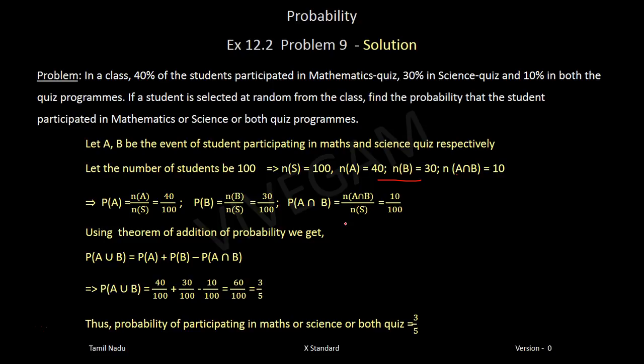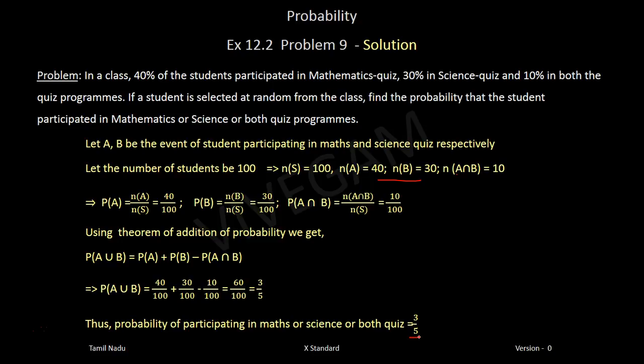So, substitute all these things in this formula. Probability of A is 40 by 100, probability of B is 30 by 100, probability of A intersection B is 10 by 100. So that will be equal to, 100 is the denominator, so it becomes 40 plus 30, 70, 70 minus 10, 60. So 60 by 100. 20 will go 3 times, 20 will go 5 times, so it is 3 by 5. Therefore, the probability of participating in maths or science or both the quizzes is 3 by 5.